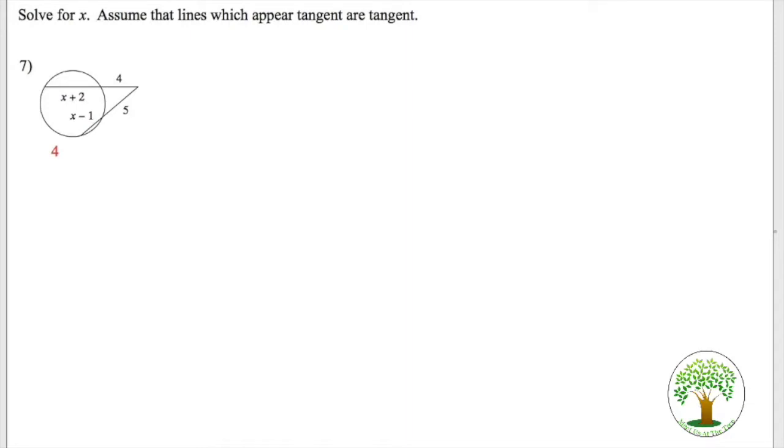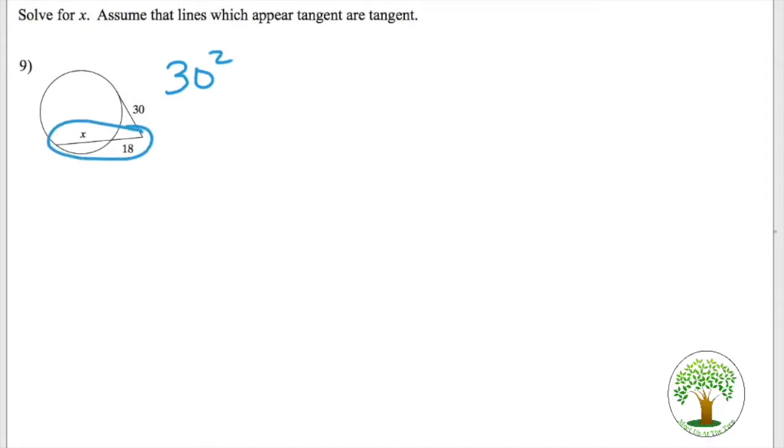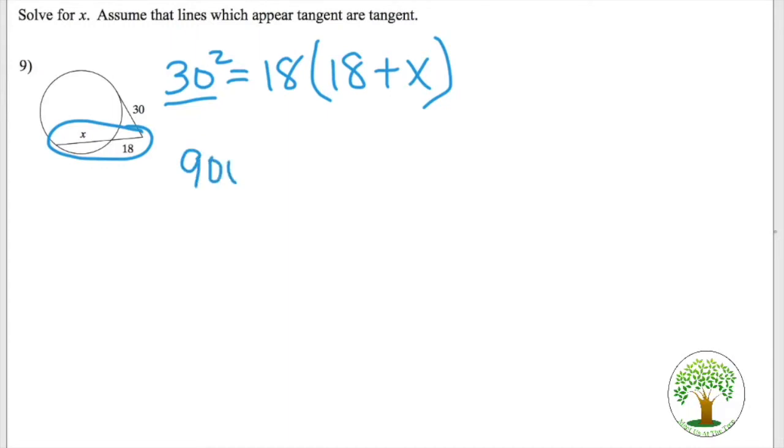4 is our answer. Let's move on to number 9. Here we go. This one doesn't have two secants. We've got this tangent here. So our tangent, we don't have an outside and a whole, so we're going to just do 30 squared. But this time we do have an outside and a whole. So our outside is 18, and the whole thing is 18 plus x. 30 squared is 900.